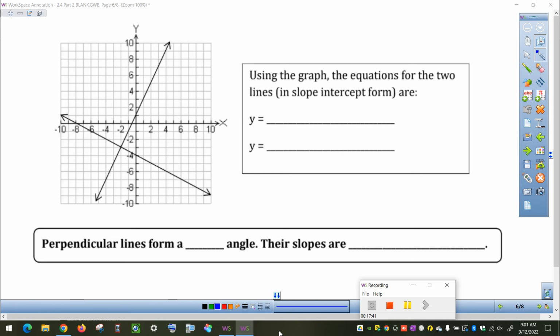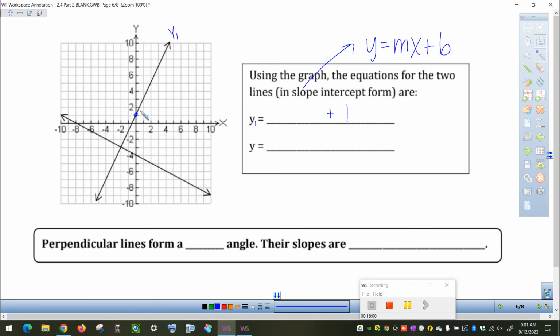All right, so I'm going to look at this one first, the one that has the positive slope. I'm just going to label that here as y1. So hopefully you saw here on this one we had a y-intercept of 1. So when I think about there being a plus 1 at the end, slope-intercept form, y equals mx plus b. And then going from one point to the next, I see that I'm going up 2 over 1. So this is actually going to have that same slope of positive 2 that we saw on the other page.